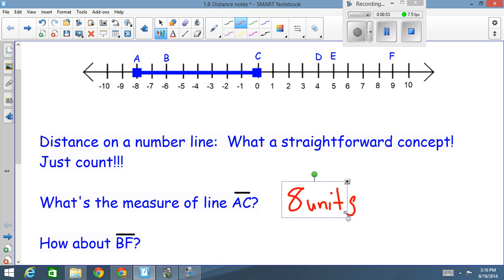How about BF? Well, if I start at B, and I go all the way over to F, if you count, starting at -6, you go up to 0, you're going to have a total of 6. Another 9 is a total of 15. So if you're asked to do distance on a number line, just count the number of units from one point to the next.